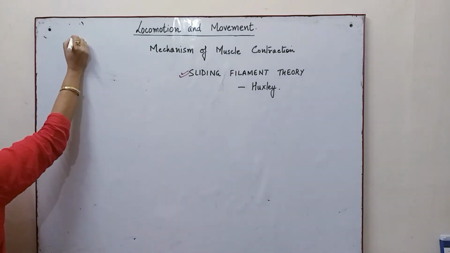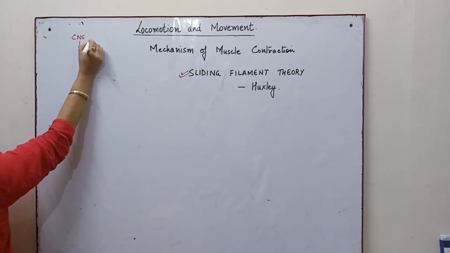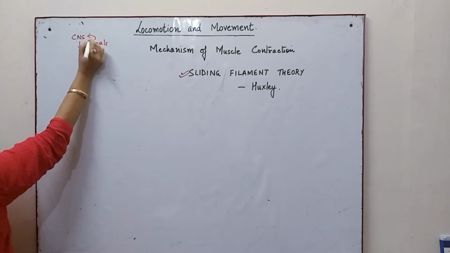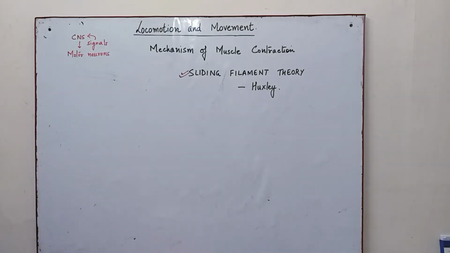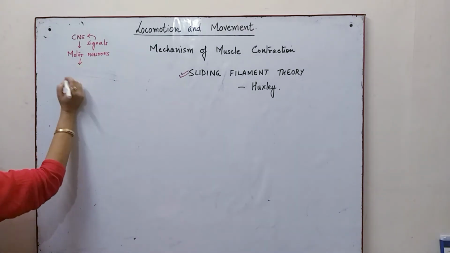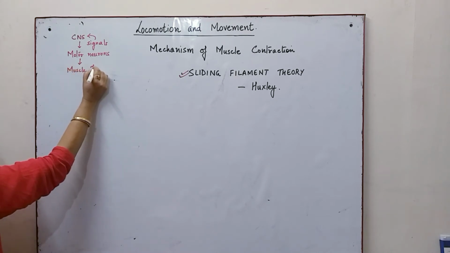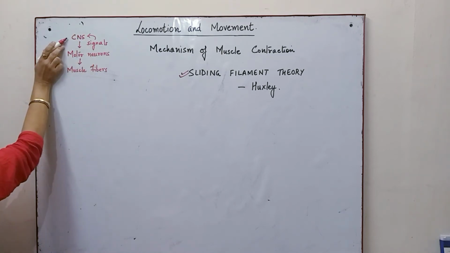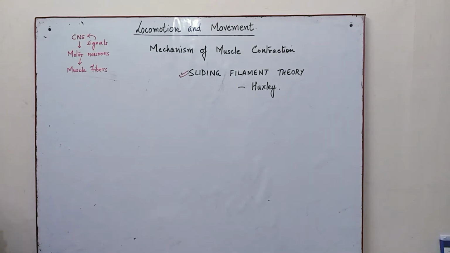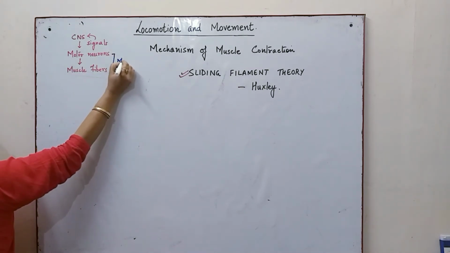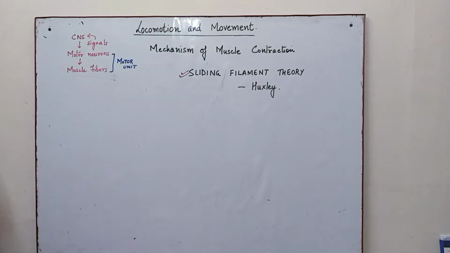Now, when the signals are received by the CNS, the motor neurons carry this information to the muscle fibers. So when the CNS receives the signal, those signals are transferred to the motor neurons, and these motor neurons pass this information further to the muscle fibers. The motor neuron, along with the muscle fibers which are connected to it, forms the motor unit.